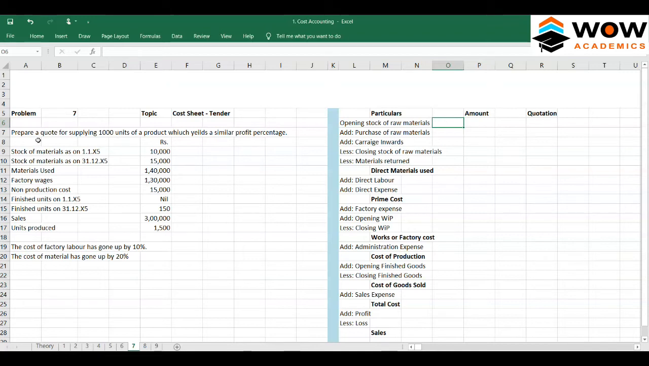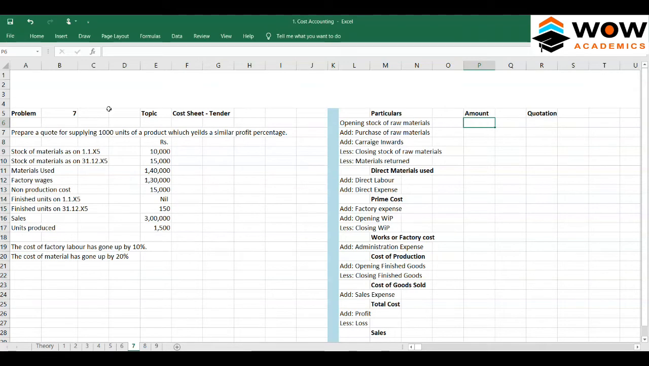So we'll read this question. Prepare a quotation for supplying 1000 units of a product which yields a similar profit percentage. This is existing information. We have to find out what the cost would be to produce, or to create a quotation for, 1000 units. This is the basic information based upon which we have to create the quotation value. So first we'll create this, then we'll think about the quotation.